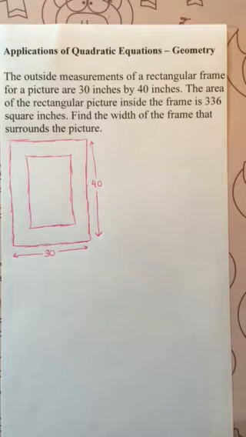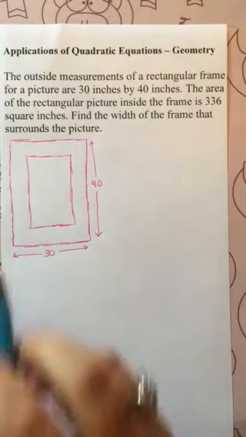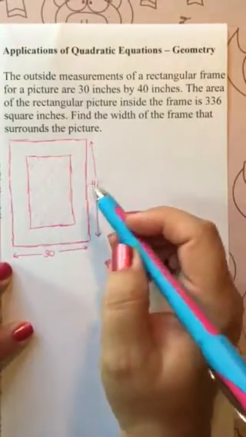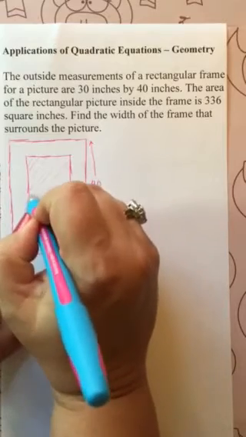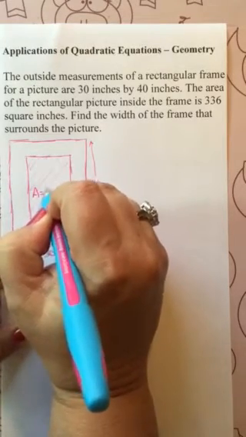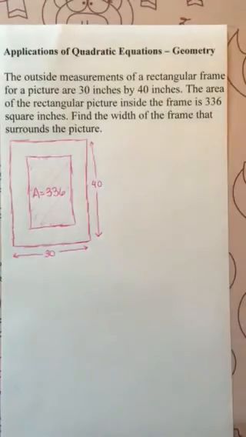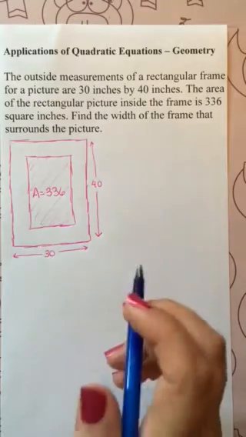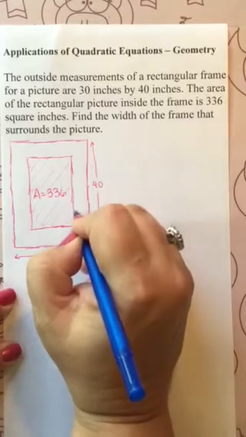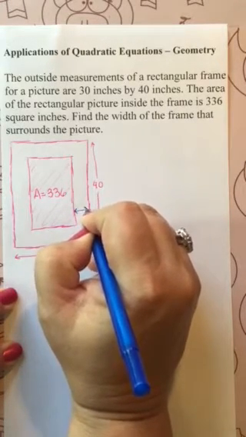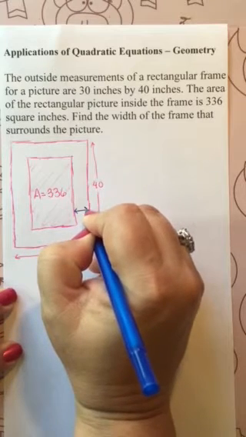The area of the picture in the frame. Do y'all agree this is the picture? So the area in here is 336 square inches. And the question says, find the width of the frame. So the width of the frame would be measured from here to here. Agreed? Isn't that the width of the frame?